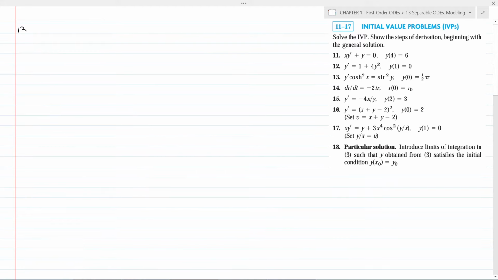Problem 13. y' cosh² x is equal to sin² y, and the initial value condition is y(0) is equal to half pi, or pi by 2.